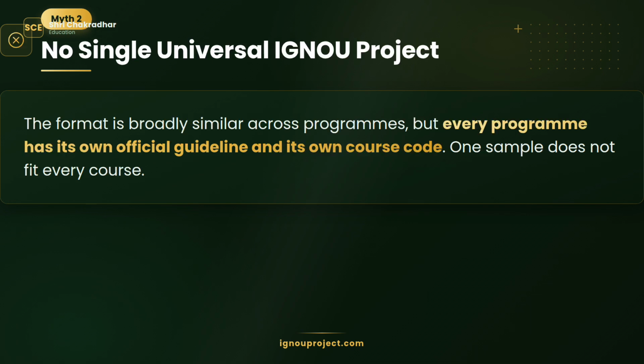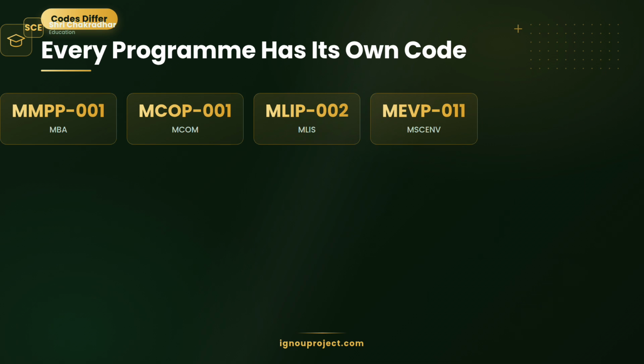There is a second myth worth clearing. There is no single, universal IGNOU project that fits every course. The format is broadly similar across programs, but every program has its own official guidelines and its own course code. For example, MMPP001 for MBA, MCOP001 for MCOM, MLIP002 for MLIS, and MEVP011 for MSc Environmental Science, so always follow the sample and the guideline that match your own program.